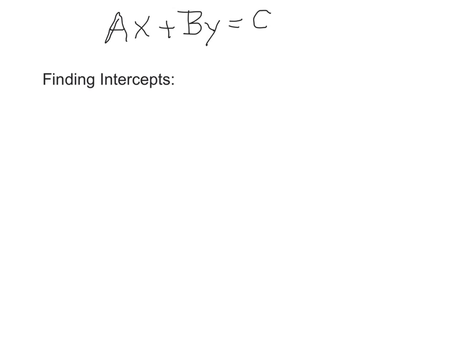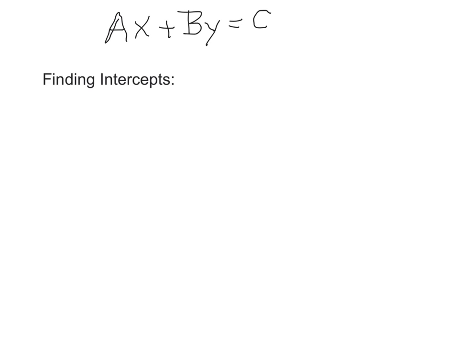Now, the graph of any first-degree equation in two variables is a straight line. What do I mean by that? I mean that any equation that's in the form ax plus by equals c, where a, b, and c are numbers, is going to graph as a straight line. This form of the equation is referred to as the standard form. So ax plus by equals c is referred to as the standard form.